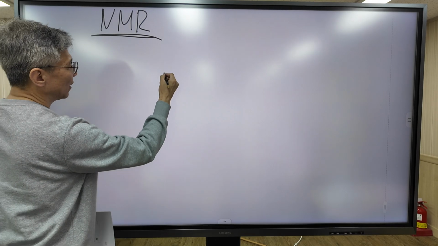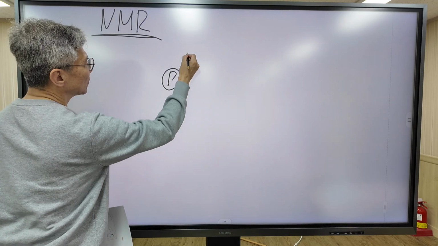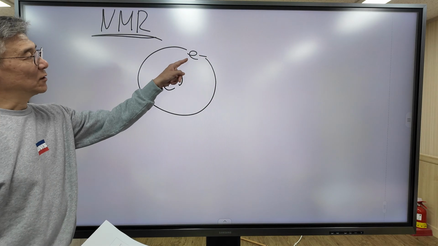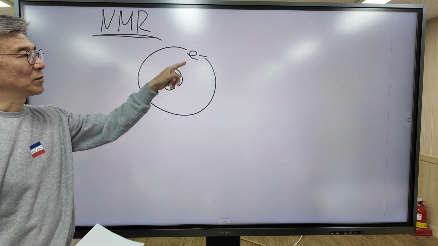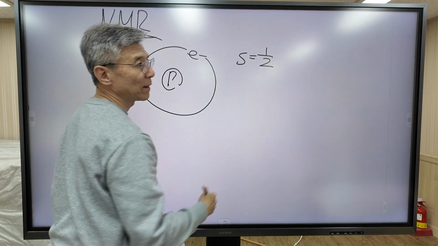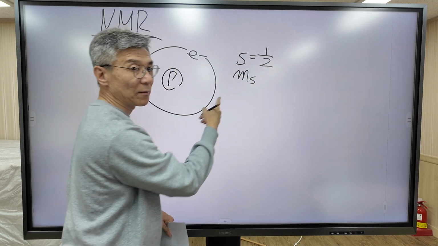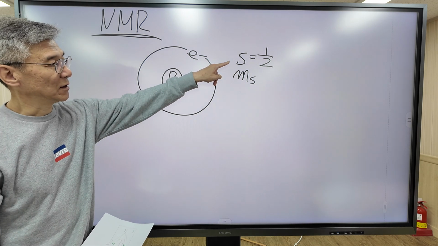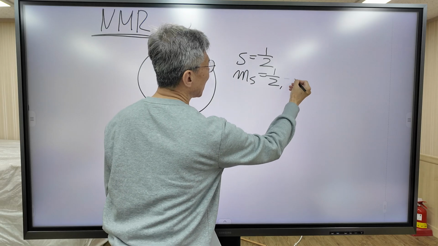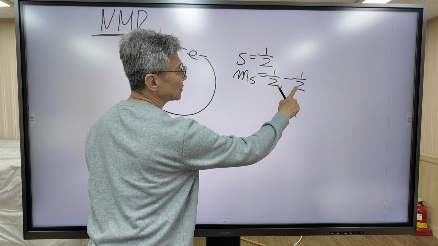So first, a hydrogen atom is composed of a proton and an electron. As you know, the electron has spin, and the quantum number of spin is called S, and spin S is 1/2. And given S, we can define the magnetic quantum number ms. Given S equal 1/2, ms has two possible values, 1/2 and -1/2. This state is called up spin. This state is down spin.